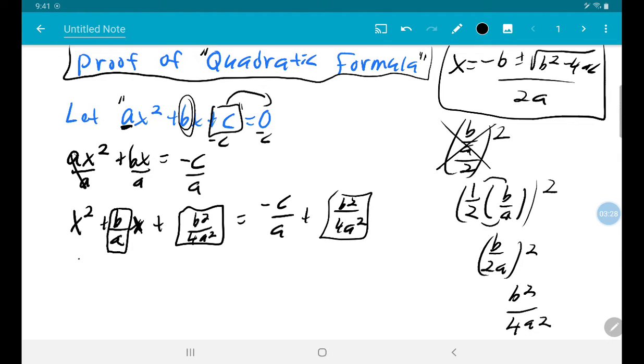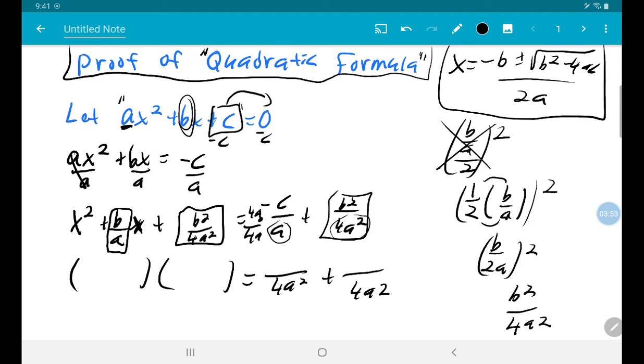From there, we're going to factor. And I think it's probably a good idea to get common denominators here. So to turn this a into a 4a squared, I'm going to multiply the bottom by 4a and also the top by 4a. So I'm going to get both terms having a 4a squared on the bottom. And then if I take 4a times negative c, it basically makes a negative 4ac, and then plus a b squared here. And the factoring.